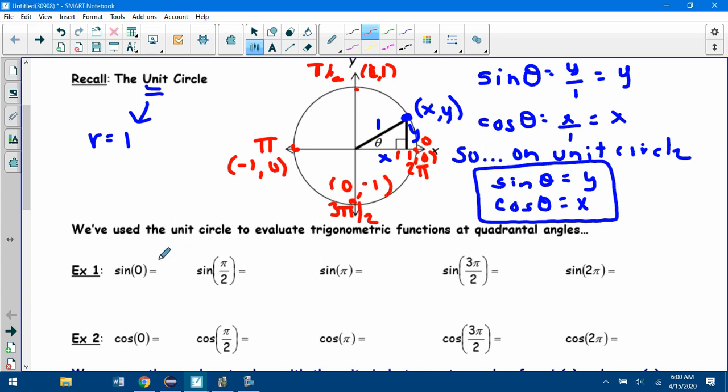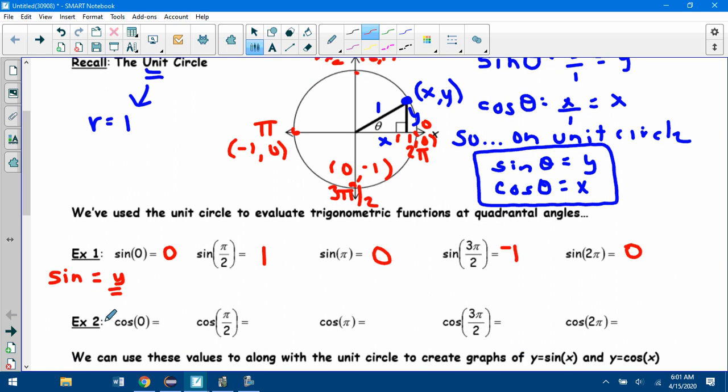Okay, so if I want to evaluate the sine of all the quadrantals, I'm just looking at the y coordinates as I go around. So sine of 0 is 0. Sine of pi over 2 is 1. Sine of pi is back to 0. 3 pi over 2 is back to negative 1. 2 pi back to 0. So to evaluate all these, we did the sine is equal to the y coordinate.